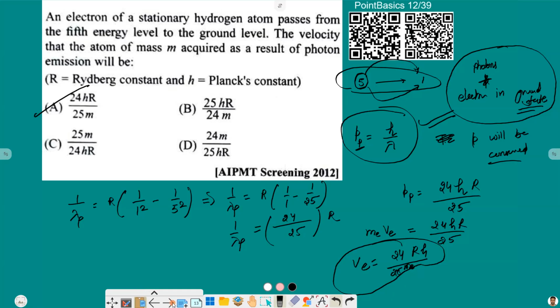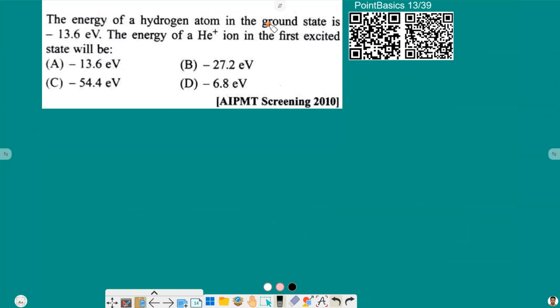Moving ahead, the energy of the hydrogen atom in the ground state is minus 13.6 electron volt. The energy of the helium ion in the first excited state will be? Now, for hydrogen-like atoms, we know that En is equal to minus Z square into 13.6 electron volt by n square, where n is the orbital number of that hydrogen-like atom. So here Z is basically the atomic number. For He positive, it is 2. So minus of 2 square into 13.6 electron volt.